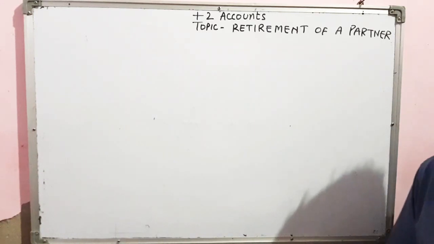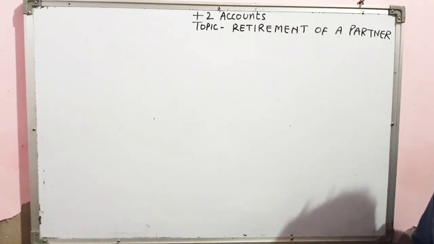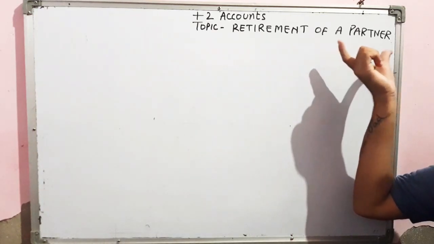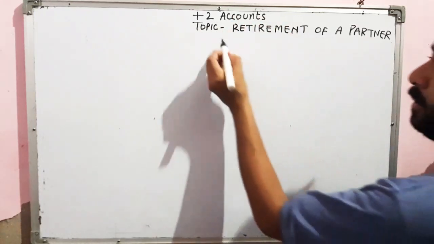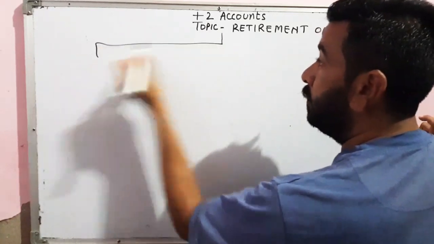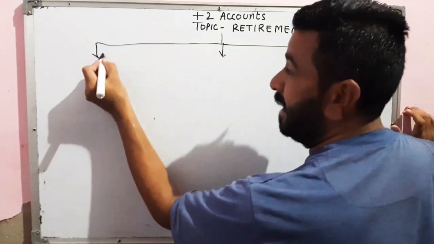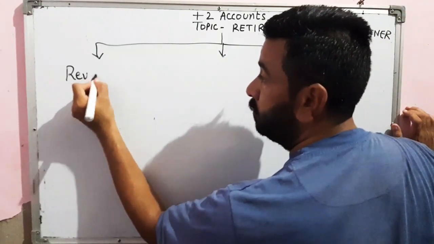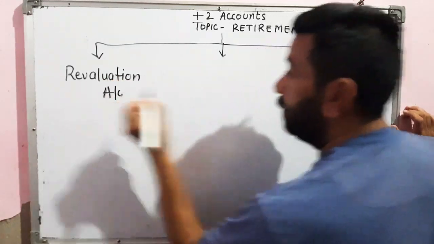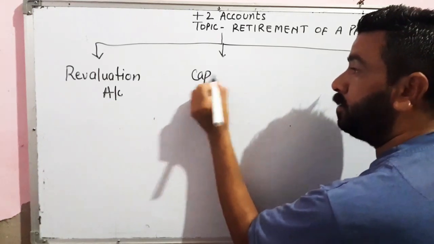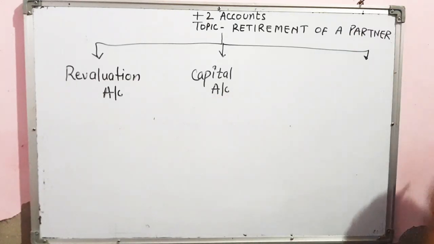Today I have come back with a new video, and in this video lecture we will discuss the next topic, that is the retirement of a partner from the Plus 2 accounts book. This chapter is divided into three parts. First, we will calculate the revaluation account. Next is the capital account. And the last step is the balance sheet.